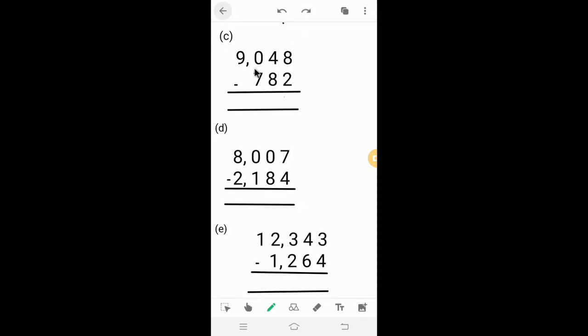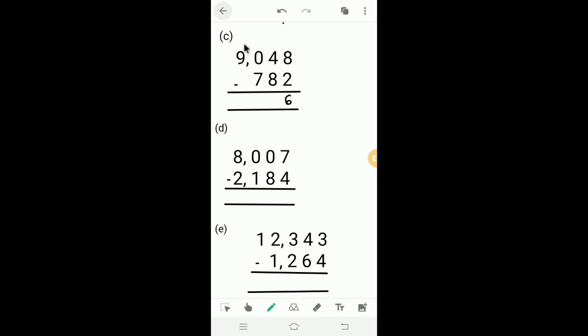Let's solve C1. 9,048 minus 782. Now I will start subtraction from ones place. 8 minus 2 is how much? 8 minus 2 is 6. 4 minus 8, is it possible to subtract? No, it is not possible. So what we have to do? We have to borrow from the next number. Here the next number is 0. So we can't borrow. So we go for the next number. Here the next number is 9.